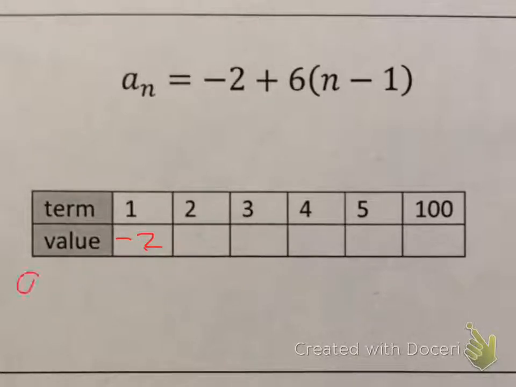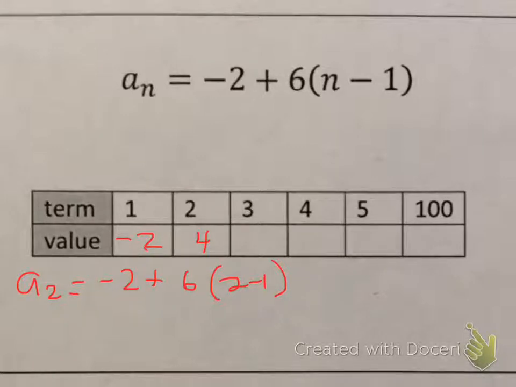Okay, now I'm going to find my second term. My second term is negative 2 plus 6 times 2 minus 1. 2 minus 1 is 1. 1 times 6 is 6. Negative 2 plus 6 is 4.